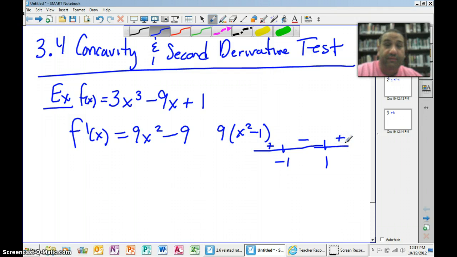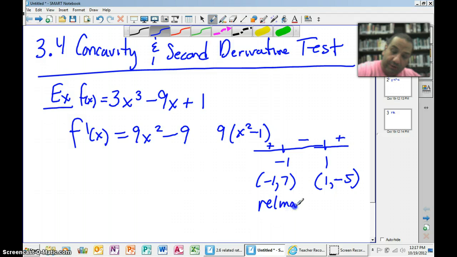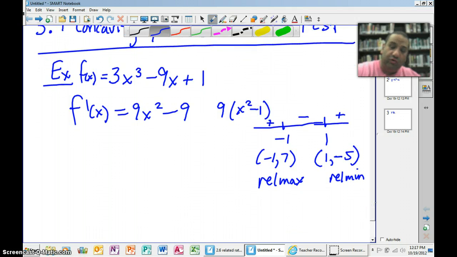So we will notice we have a relative max at negative 1, 7, and we'll have a min at 1, negative 5. So we have a relative max here and a relative min here. So far, so good. That's all review. Remember, we have to write down everything we have with some types of English words.